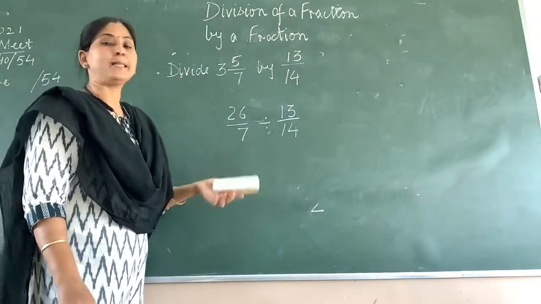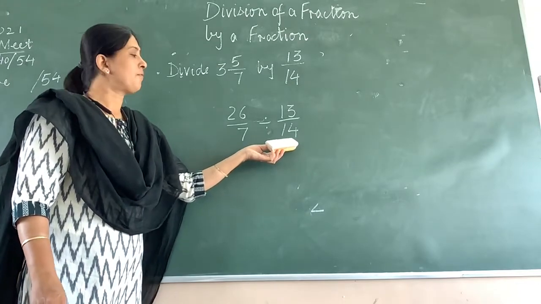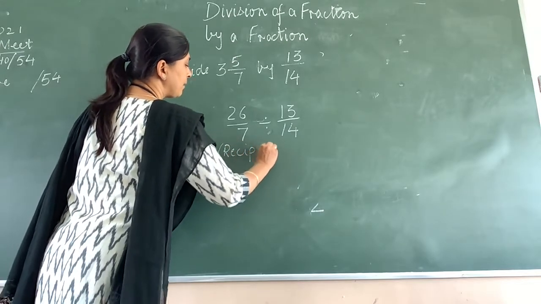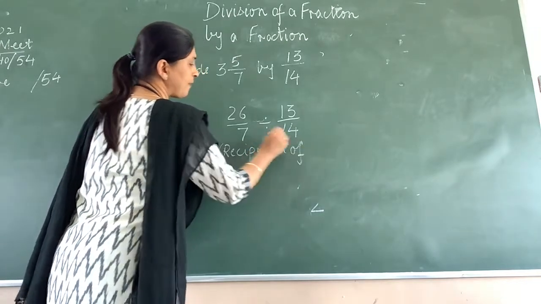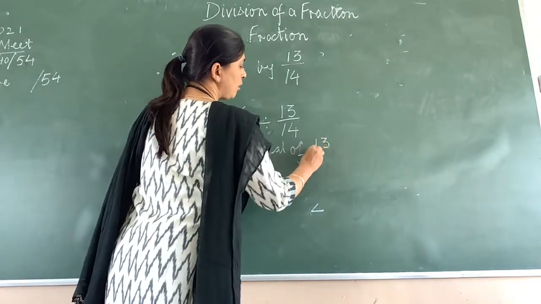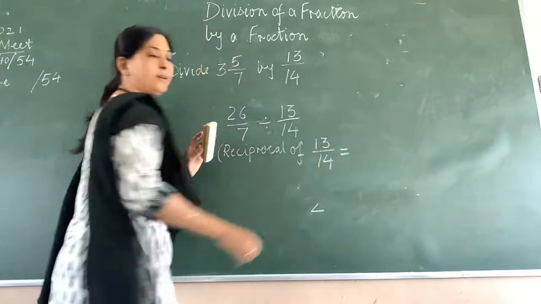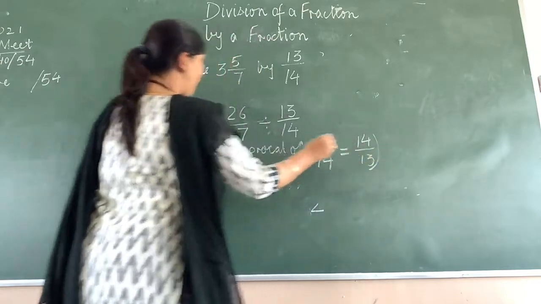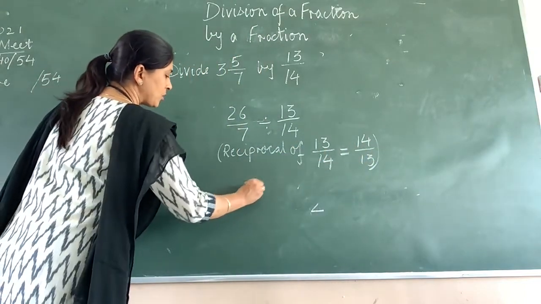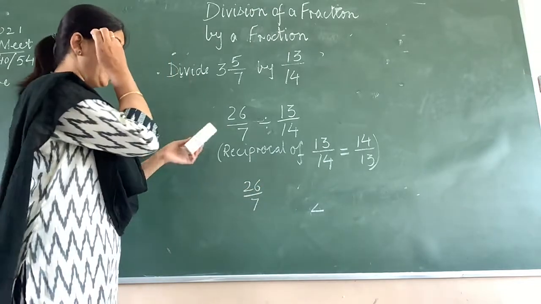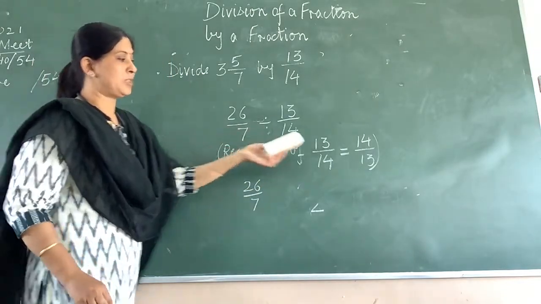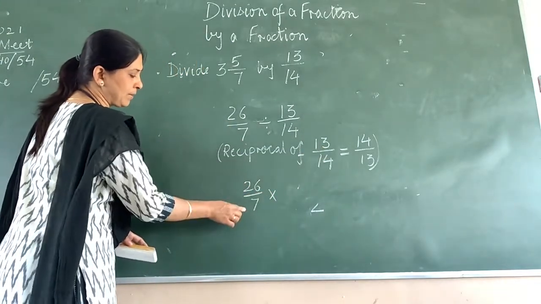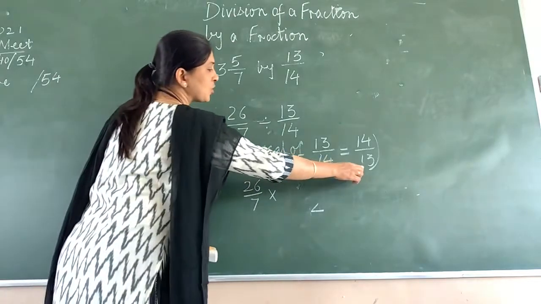Okay, now we'll find the reciprocal of the second fraction. What is the reciprocal? Reciprocal of the second fraction, which is 13 over 14. What is the reciprocal of 13 over 14? Reciprocal is 14 over 13. Now children, let us write the first fraction. Now what will we do? We'll multiply our first fraction by the reciprocal of the second fraction.